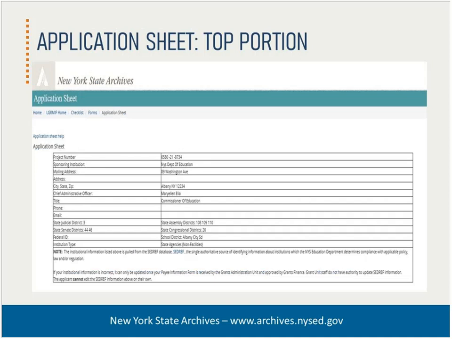The top portion of the application sheet is static. This information is imported from the New York State Education Department's client database called SEDREF. You cannot edit any of this information. If you find that the contact information in this section needs updating for your local government, you can submit a standard data capture form to the State Archives Grants Unit. We'll update the SEDREF database when your form arrives in our office, at which point eGrants will pull that new information into your application sheet. And we'll talk more about that form in just a little bit.